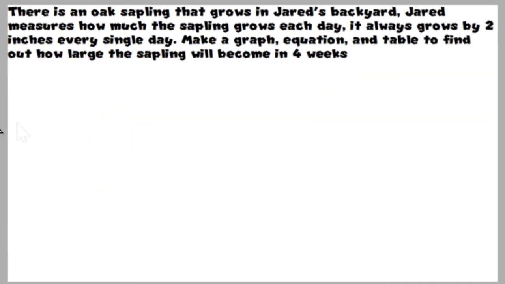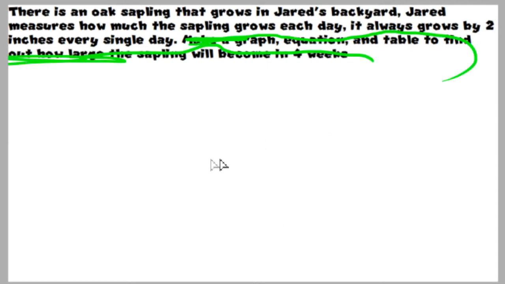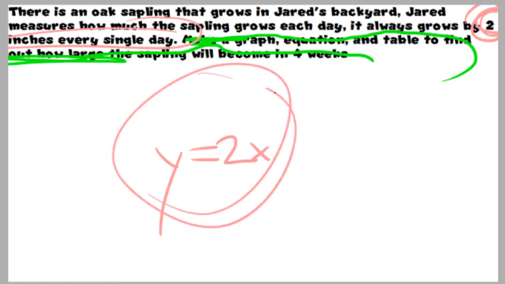And here we have our next problem. There's an oak sapling that grows in Jared's backyard. Jared measures how much the sapling grows each day. It always grows by 2 inches every single day. Make a graph and ignore that. Alright. So we shall circle the important information. It grows by 2 inches every single day. Which means 2x. This would be the answer to the equation.